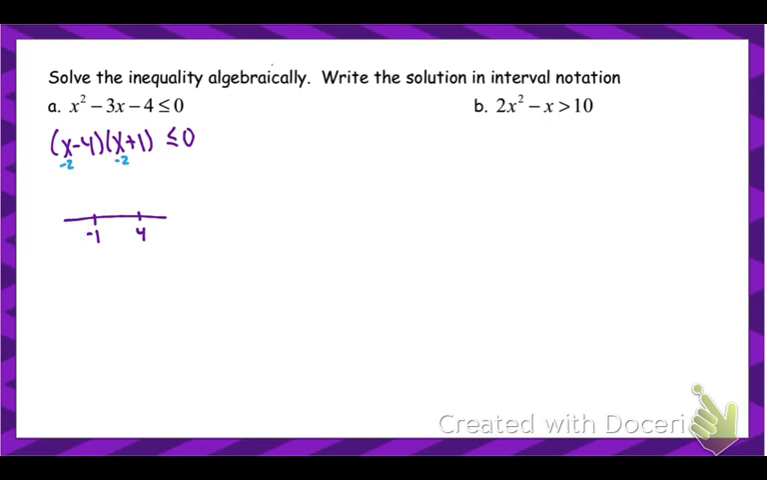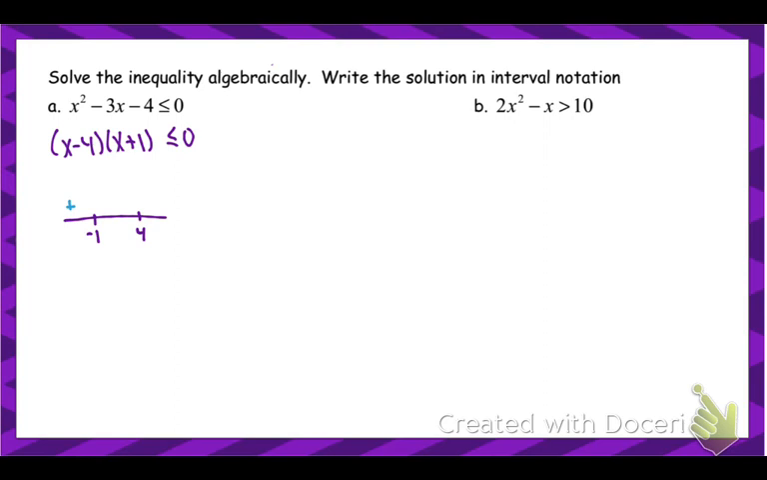So if I plug in negative 2, negative 2 minus 4 is a negative number. Negative 2 plus 1 is also a negative number. Those two things are being multiplied together, and a negative times a negative is always going to give me a positive. So what that means is that everything to the left of negative 1 is a positive number. And again, I could pick any number to the left of negative 1. I could pick negative 7. Negative 7 minus 4 is a negative. Negative 7 plus 1 is a negative, and a negative times a negative is a positive. You're going to keep getting that same answer.